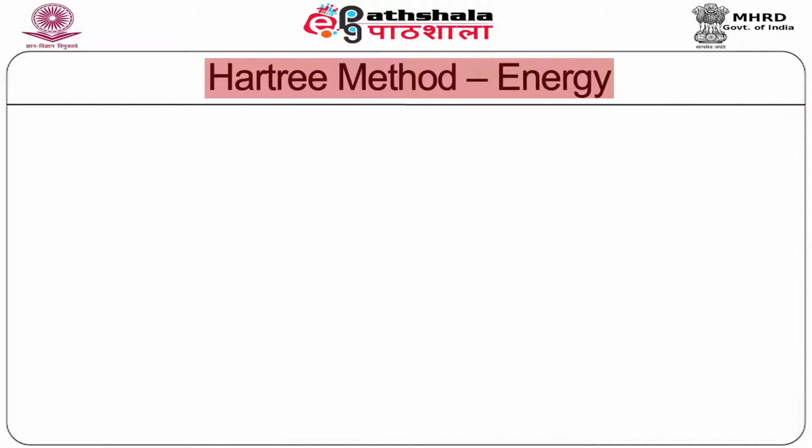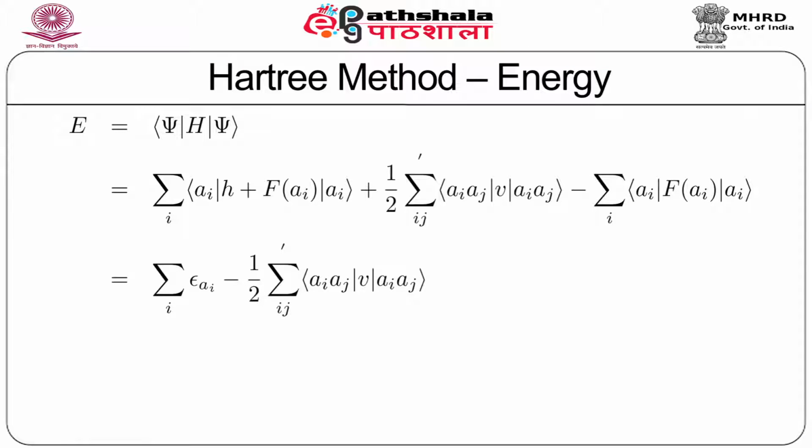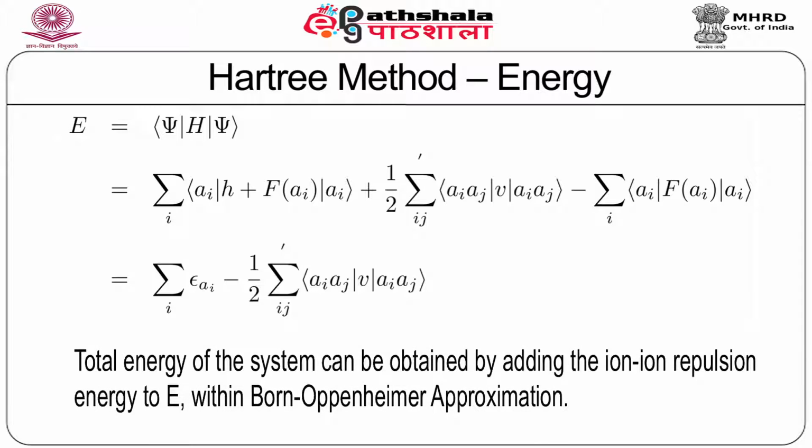Finally, the total energy of the system under the Hartree approximation is shown in this slide in detail in the bracket notation. Note that the total energy of the system can be obtained from the above by adding the ion-ion repulsion energy to this above equation, because within the Born-Oppenheimer approximation, in the electronic problem, one neglects the nuclear motion, but still one has to take into account the repulsion between one nucleus and another.